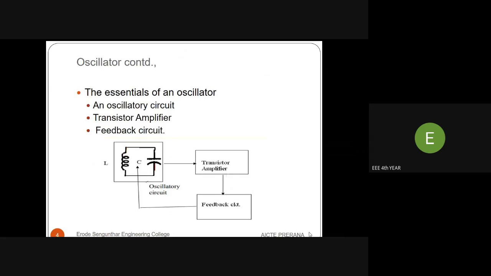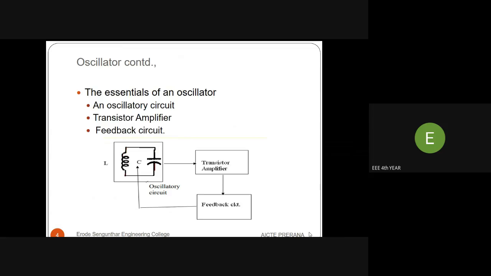For an oscillator to produce oscillation, it requires an oscillatory circuit, an amplifier circuit, and a feedback network. The oscillatory circuit consists of inductance and capacitance to produce oscillation. The amplifier circuit has a FET amplifier, BJT amplifier, or operational amplifier, that is, any one type of amplifier. It gives additional energy to compensate the loss produced by the oscillatory circuit.